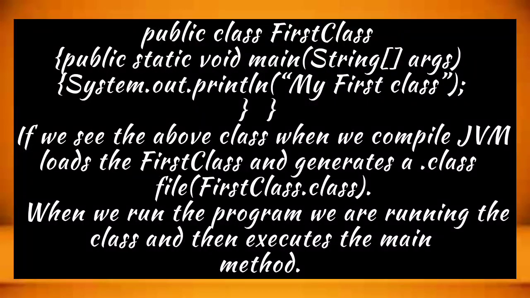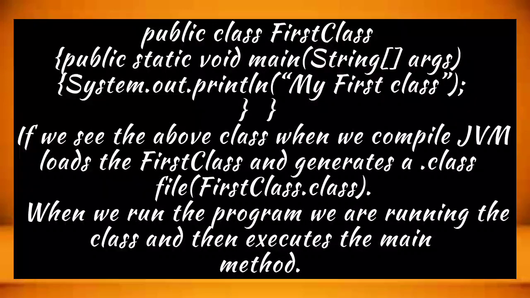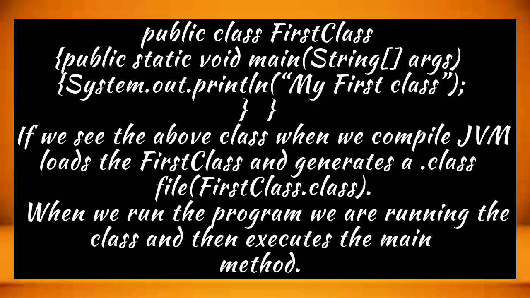Take an example. Public class FirstClass. Here we have a main method, public static void main(String[] args), and System.out.println("My first class"). This is a print statement. So if we see the above class, when we compile, JVM loads the FirstClass and generates a .class file, FirstClass.class. When we run the program, we are running the class and then it executes the main method.